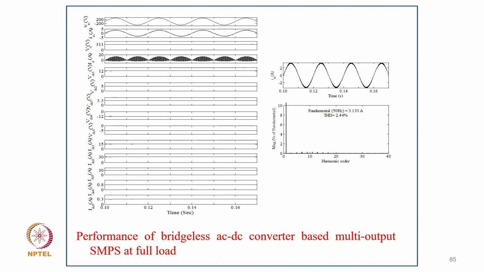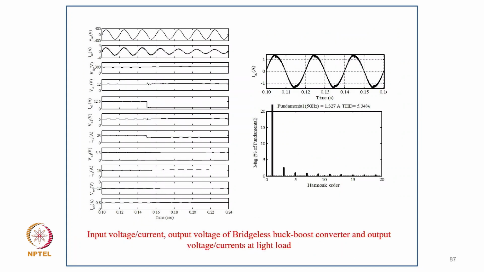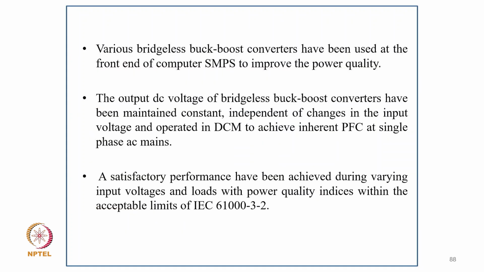And here you can see again the THD of the input supply current is only 2.44%. And this is to prove within the design how the input inductor currents for this bridgeless buck-boost converter are designed in DCM, with ILP and ILM appearing for the positive and negative half cycles, as they are different, and THD is only 4.68% at full load. Similarly, for light load condition also, THD is around 5%.